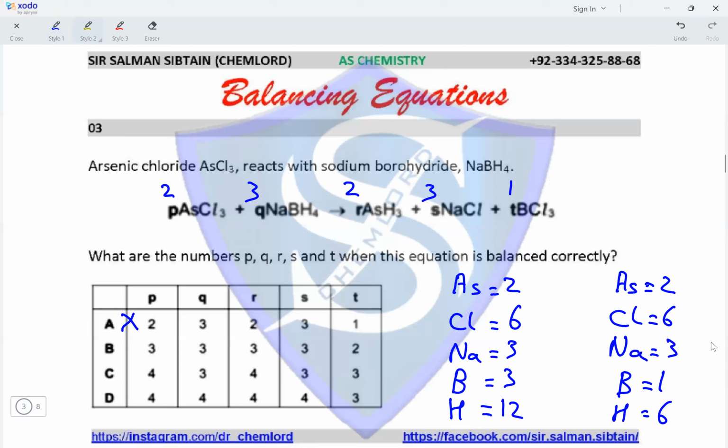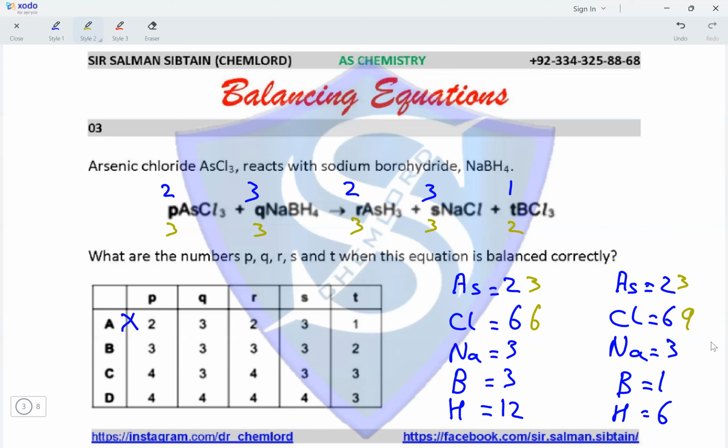Moving on to option B, we've got values of 3 for P, 3 for Q, 3 for R, 3 for S, and 2 for T. So now let's see. The number of arsenic would be 3 on the left and 3 on the right, balanced. Number of chlorine would be 6 on the left and 3 twos are 6 on the right, plus 3 NaCl chlorine atoms. So that makes it 9. So there is inconsistency with chlorine.